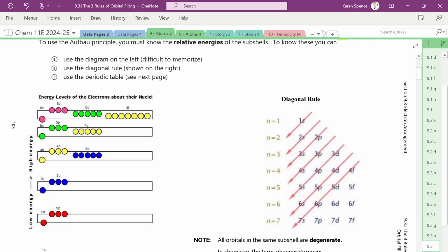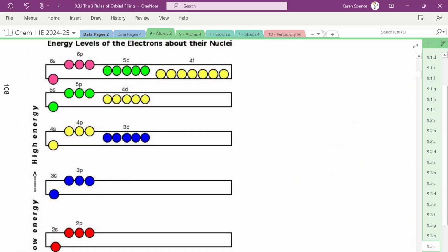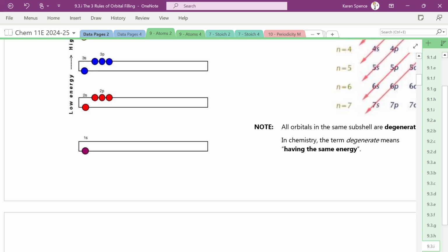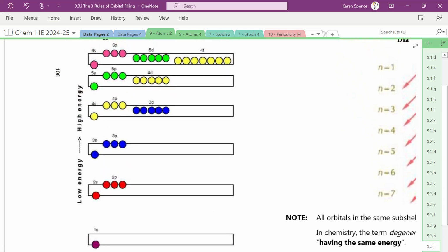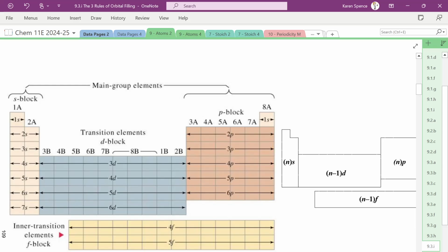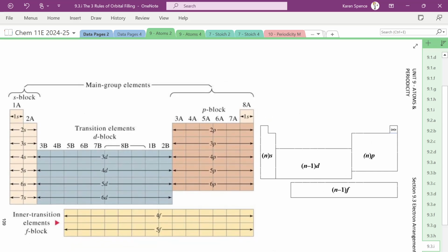And so you can follow the energy levels like this, 108. The diagonal rule, 108. Actually, we're on 109 now. I just threw these in here because I really liked all these periodic tables, okay, because they actually show you all the 1s, the 2s, the 2p, the 3s, the 3p. So if you like these, you can refer to them.